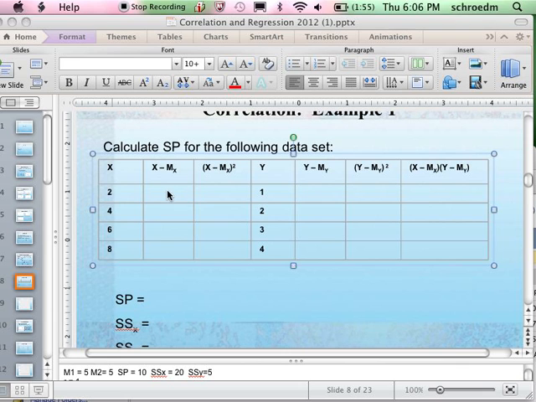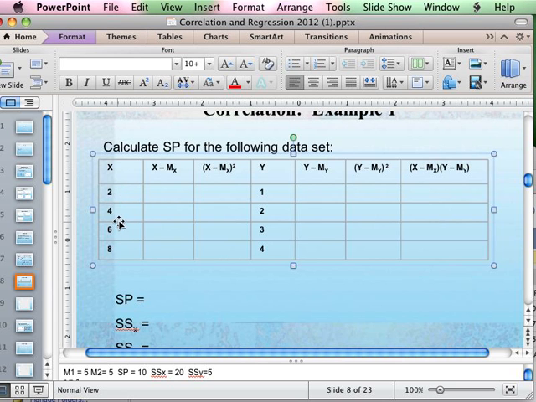I'll just talk through the answer. I add up my x values and take the average, and I find out that the average is 5. 2 plus 8 is 10, 4 plus 6 is 10, 10 plus 10 is 20, divided by 4, I get 5. So x minus the mean of x is negative 3. If you have these printed out, it'd be good to write negative 3 right here. We do 4 minus 5, negative 1. 6 minus 5, positive 1. 8 minus 5, positive 3. So I have negative 3, negative 1, positive 1, positive 3.